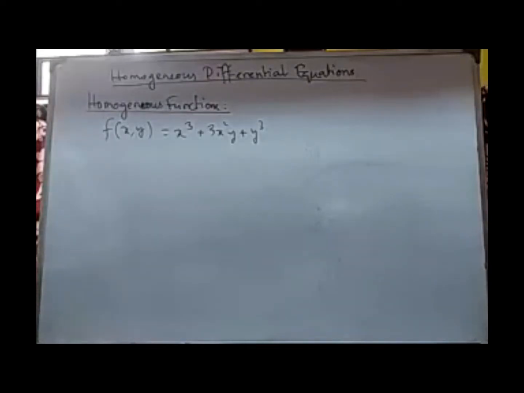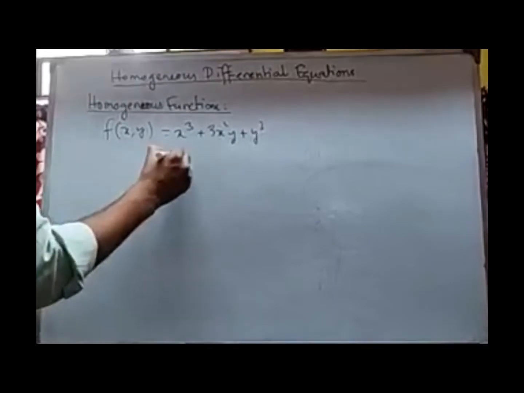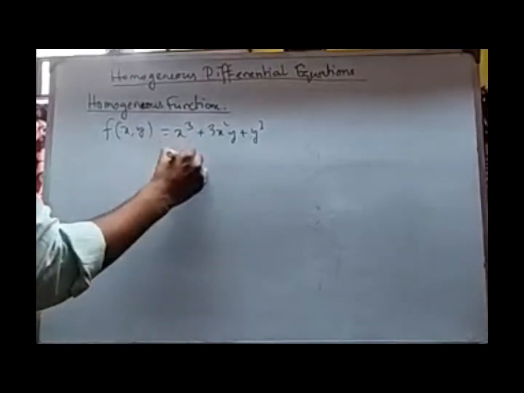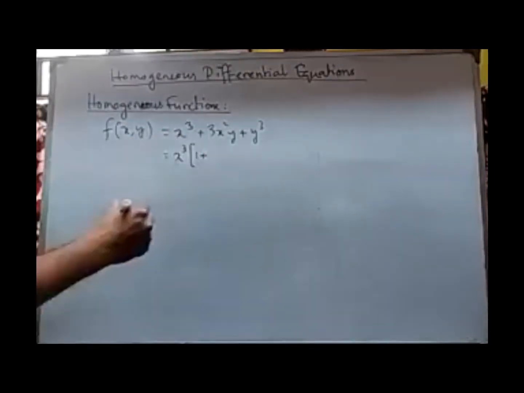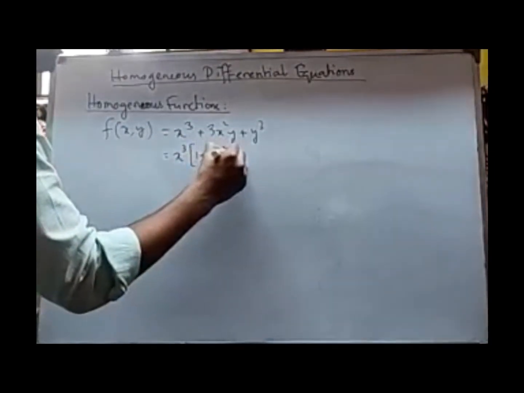So if you are having an expression of this type, where all the terms are having the same degree, then we call this type of functions homogeneous functions. But every time it is not possible to see like this. So what we will do? We will try to check it like this. You take the highest power of x common. Here it is x cubed. So what you are getting? The first term is 1. The second term you see, it's y by x.